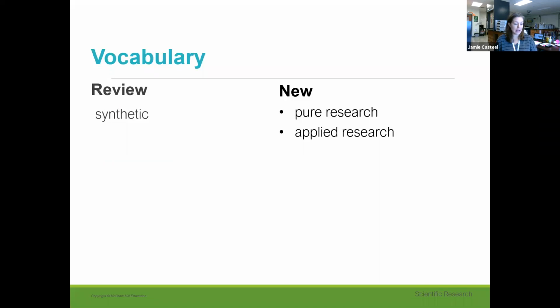All right, your vocab. So synthetic, you should know. Take a second, think. Do you know what synthetic means? Pause. If you don't know what synthetic means, then that's totally okay. Synthetic means something that is human-made and does not necessarily occur in nature. You'll hear me call it man-made a lot. It is things that we have developed and invented. So anything synthetic does not occur naturally.